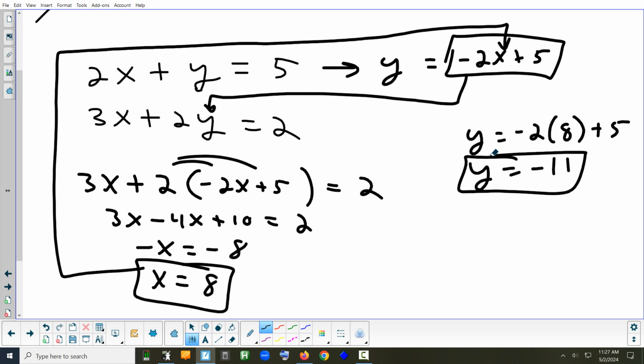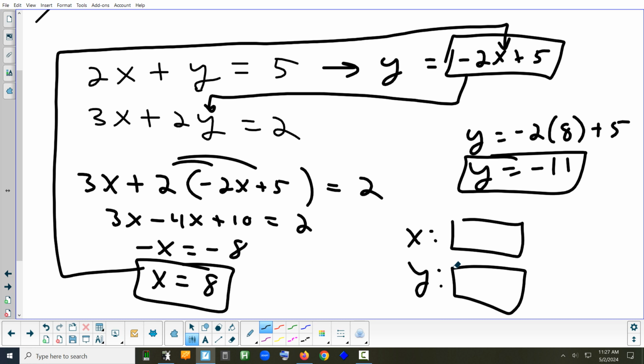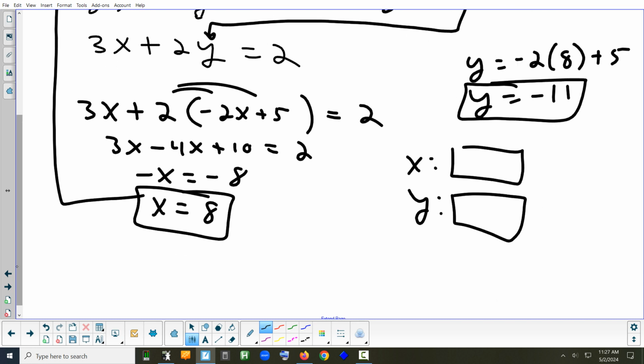So a couple different ways you could write your answer. I might have it set up on Edulastic where it's 2 boxes, like this, and you just fill in each box. Or I could set it up as a coordinate, and you just write your answer with parentheses and a comma.